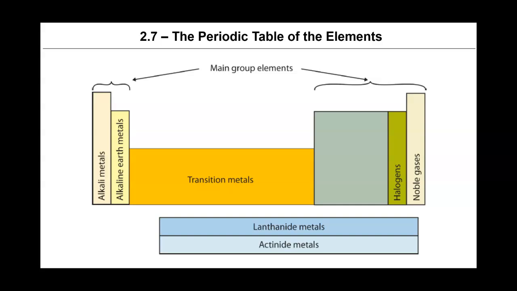So, kind of putting it together, we would like you to know these things about the periodic table. We'd like you to know that the elements that are in group 1A are referred to as the alkali metals. Those that are in group 2A are referred to as the alkaline earth metals. The elements that are in the B groups are referred to as the transition metals. Those elements in group 7A are referred to as the halogens, and those in 8A, the noble gases.